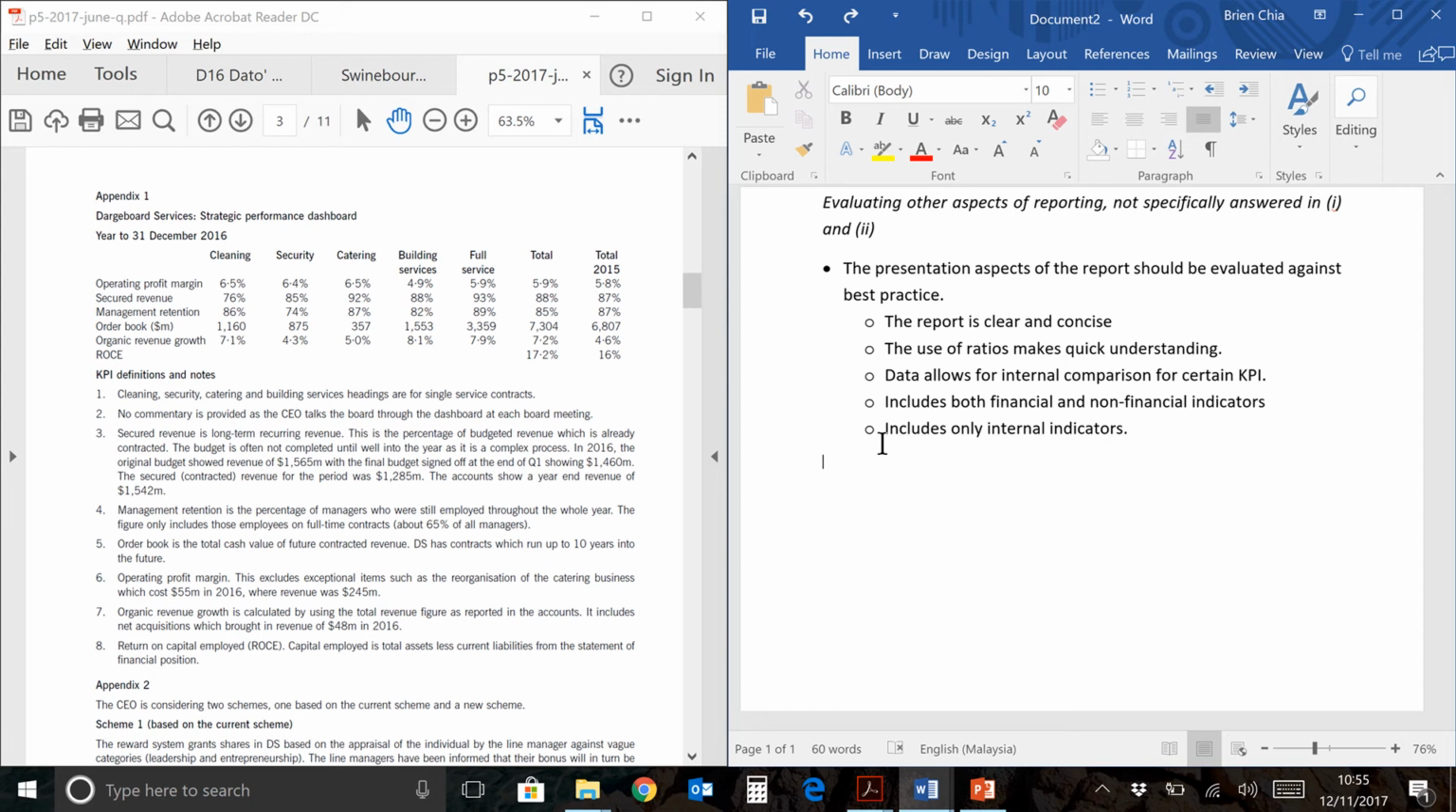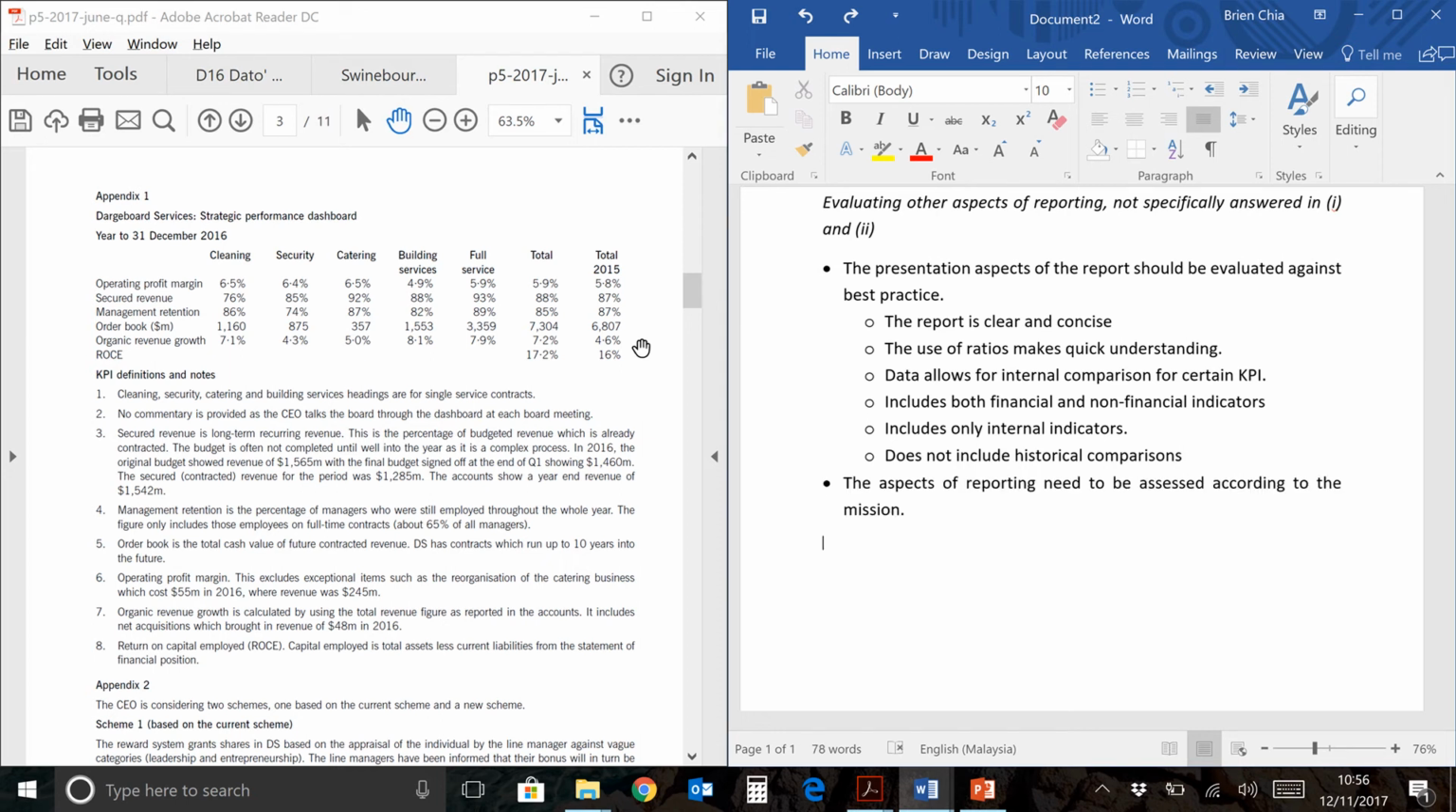However, it does only include internal indicators. So this is something that you can keep in mind when you're answering the question. You can mention this in your exam. And let's move on. It does not include any historical comparisons so far. It does provide one line of historical comparisons here, which is 2015 versus 2016, but it does not give historical comparisons for each business segment.